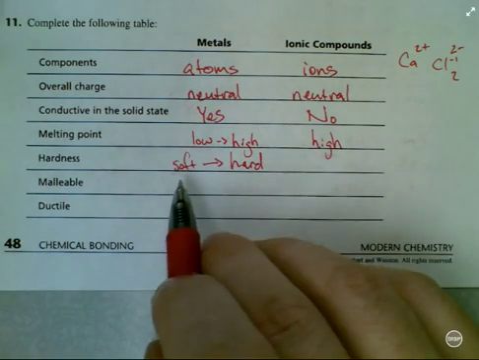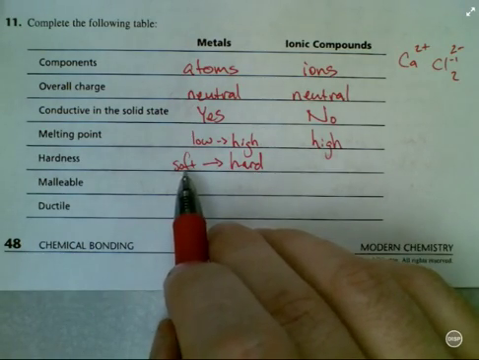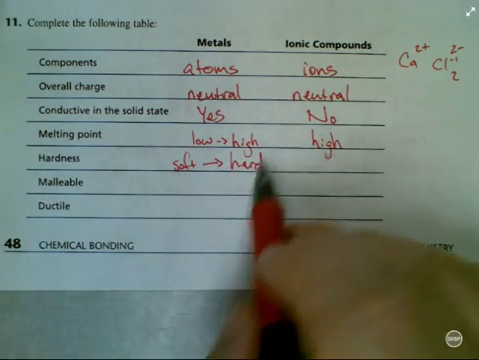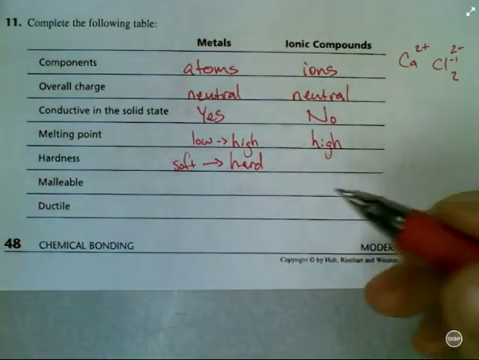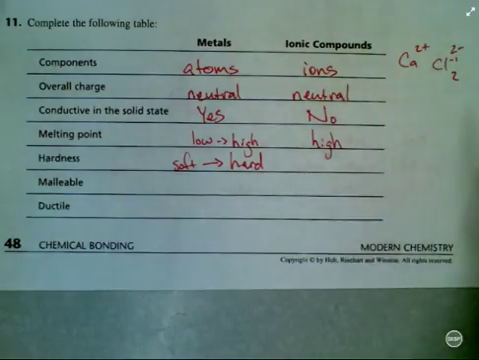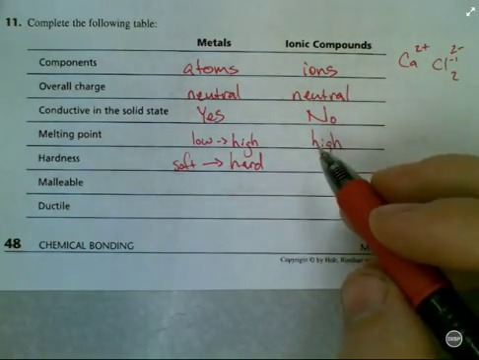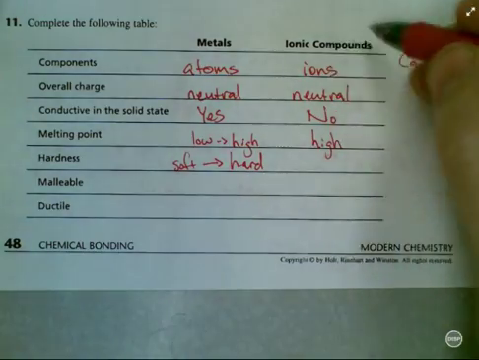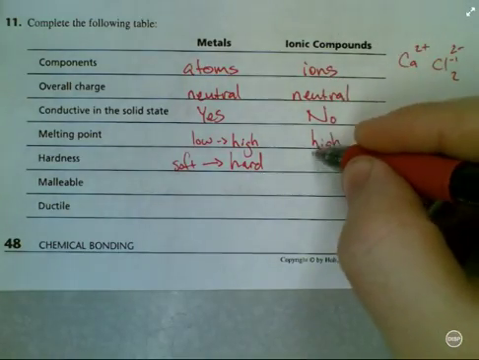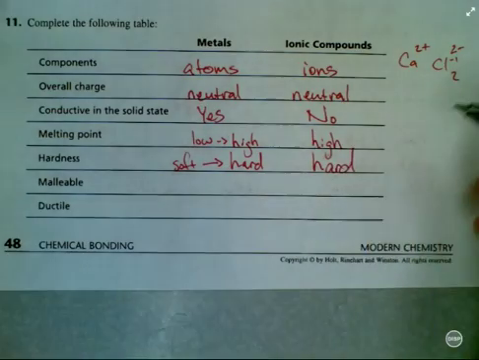Right? So metals will vary from soft to hard, even though a lot of them, in our experience, what today in the industry we use metals for, they tend to be hard. Hardness of ionic compounds. These are stuck in huge crystals, so these are always very hard. Very hard. They tend to be brittle, but hard.